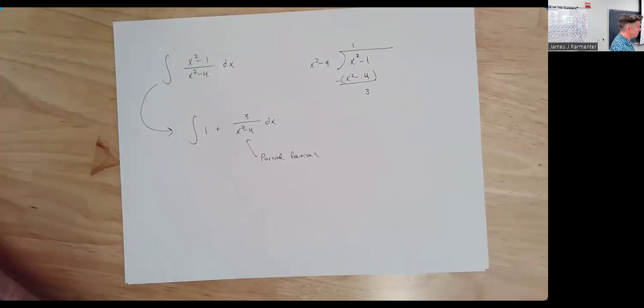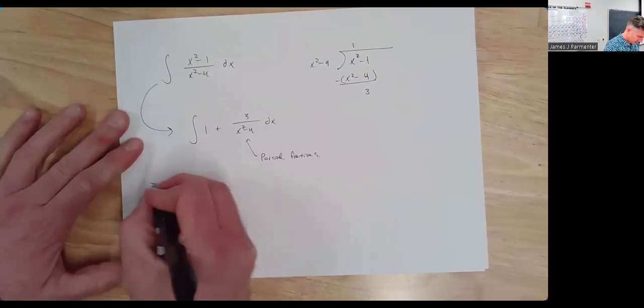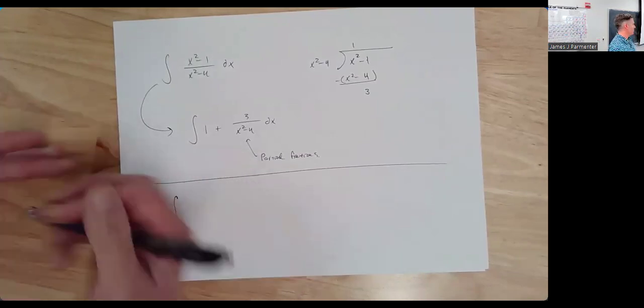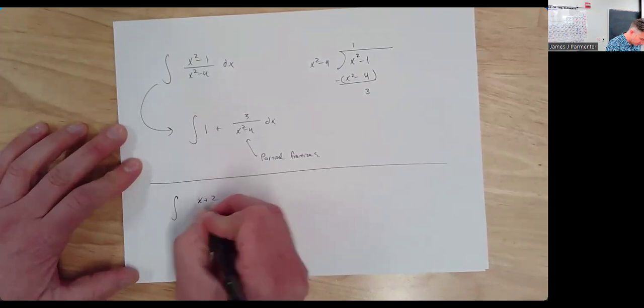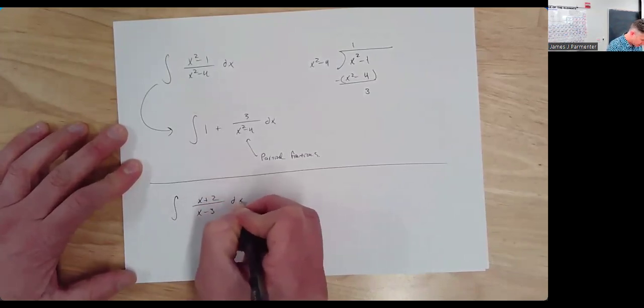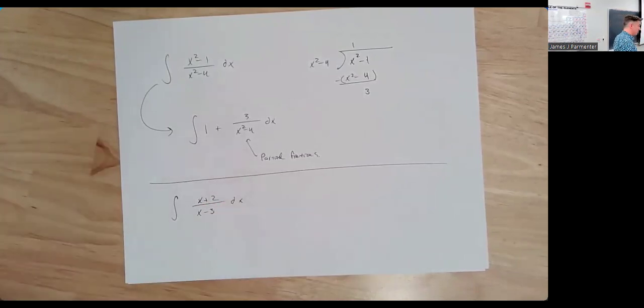Unless the degrees are both 1, because then it's not partial fractions. But you still do polynomial division, like if you had x plus 2 over x minus 3. It's actually really nice if you do it that way. You could do this with the u sub, but you shouldn't do it with the u sub. It's easier with polynomial division here.